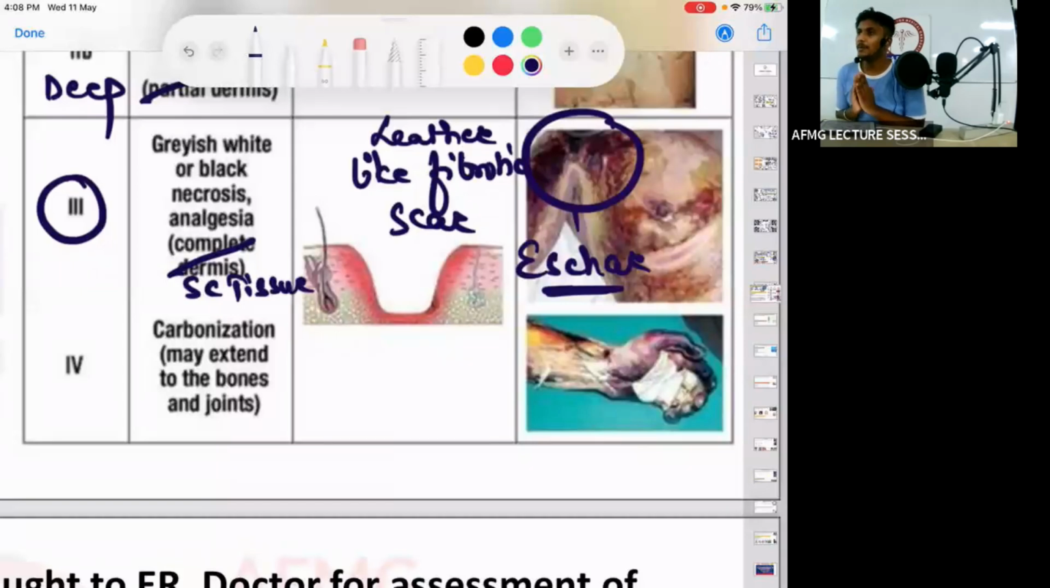Blisters are formed in which degree burn? Second degree burns. No issues with this. What is the treatment for eschar? It can compress and cause respiratory distress. So the treatment would be giving multiple cuts, that is escarotomy.